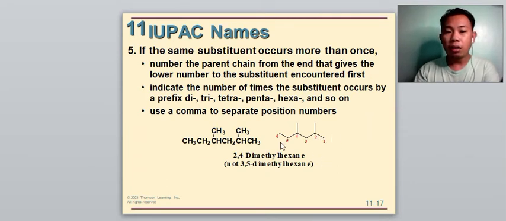Based on the rule, number the parent chain from the end that gives the lower number to the substituent encountered first. So the first substituent is encountered near this one. That is why we start counting here, not from this portion going to that portion, but from this portion going to that portion. That is why we name this compound 2,4-dimethylhexane and not 3,5-dimethylhexane.